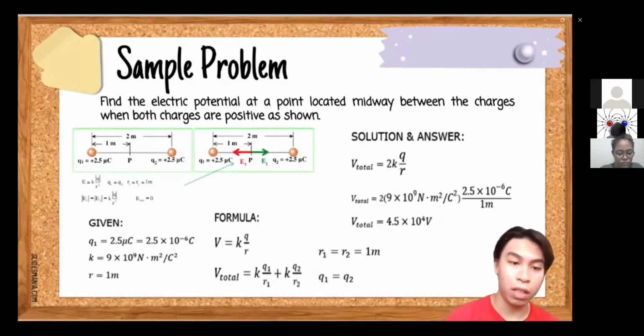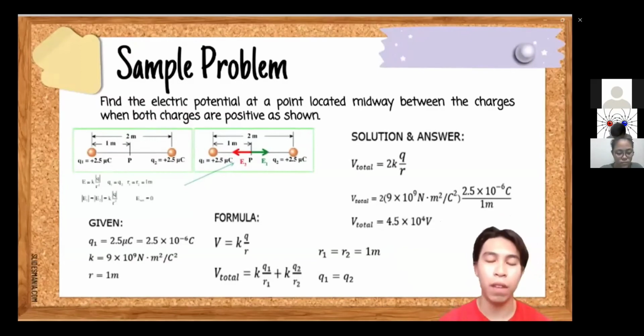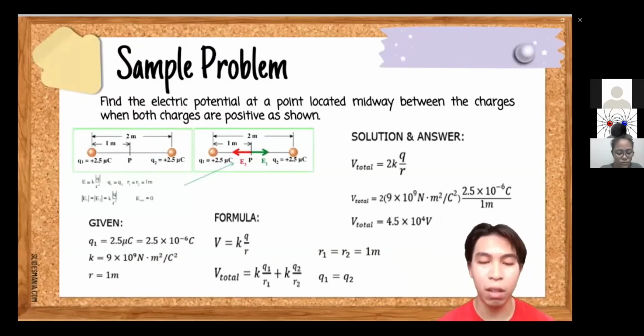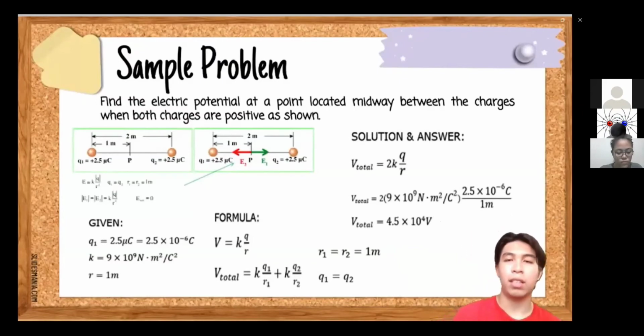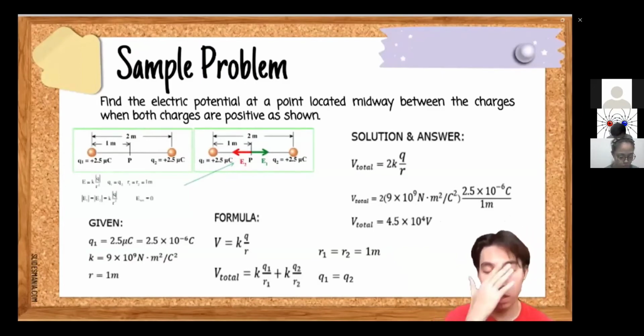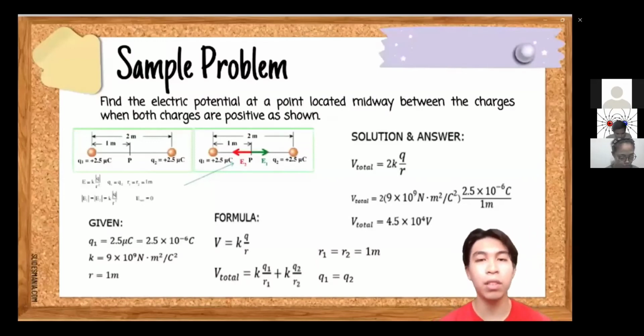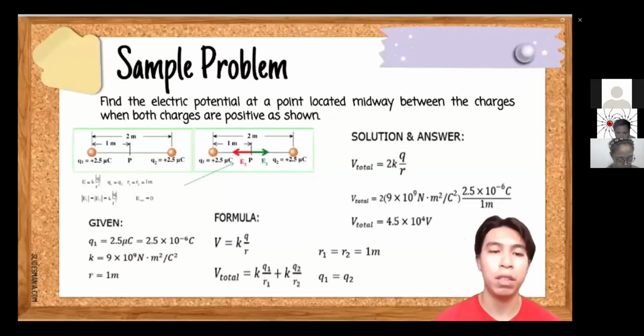So ang given natin is Q1, which is equal to 2.5 microcoulombs, which is also equal to 2.5 times 10 raised to negative 6 coulombs. Ang K natin, this is the coulomb constant, right? So we've been using this in the topic. 9 times 10 raised to 9 newtons times meter squared over coulomb squared. And yung radius natin magiging 1 meter since yan ang kalahati ng 2 meters.